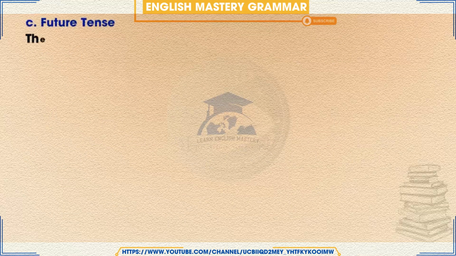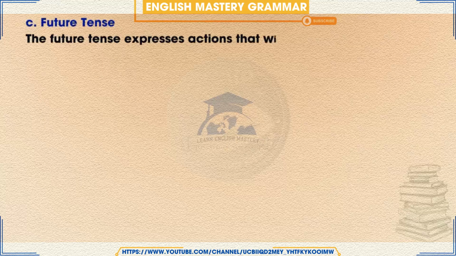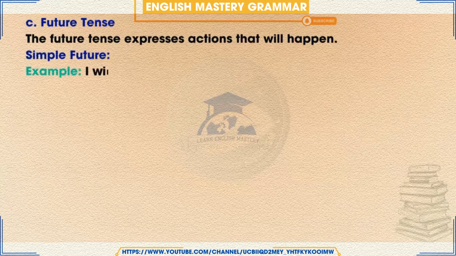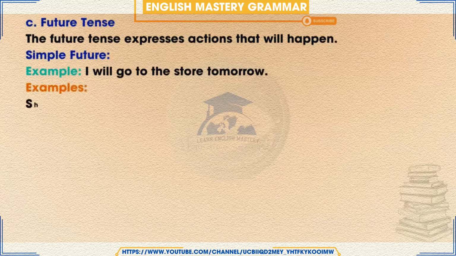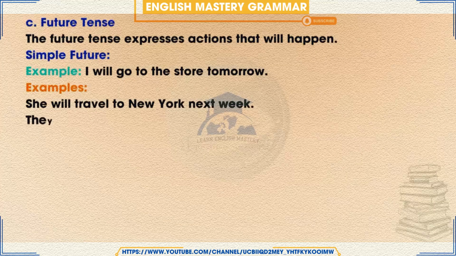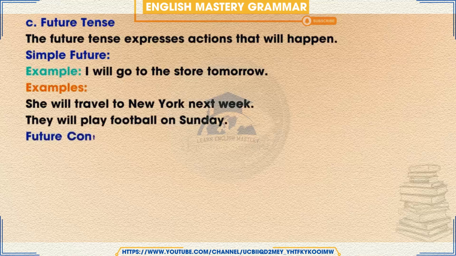Future tense. The future tense expresses actions that will happen. Simple future. Example: I will go to the store tomorrow. Examples: she will travel to New York next week. They will play football on Sunday.